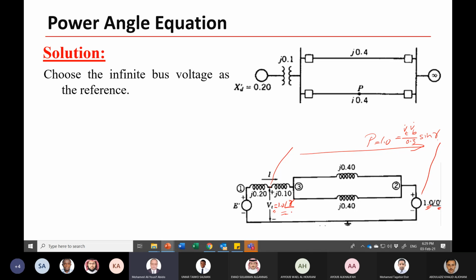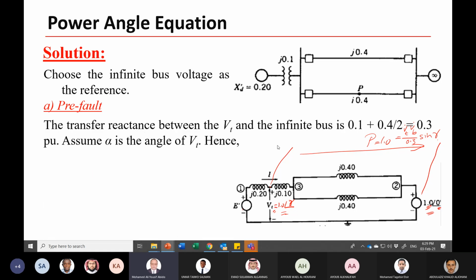The voltage here is known. The voltage here is known. The impedance in between is known. So you can get the current, Vt minus Vb over the impedance. And once you get the current, you can get the induced voltage here, which is our main target, to find E prime. Okay, so this is the case here.